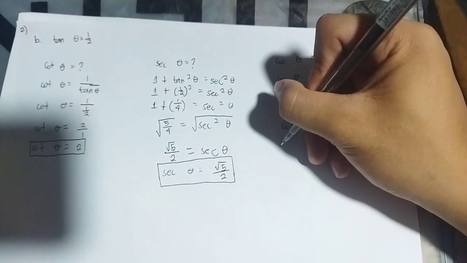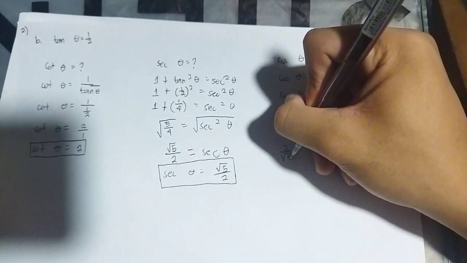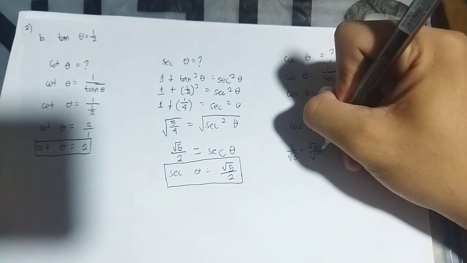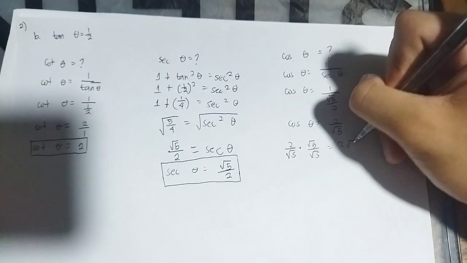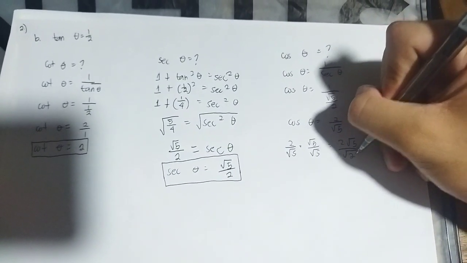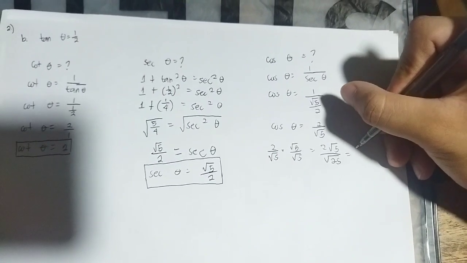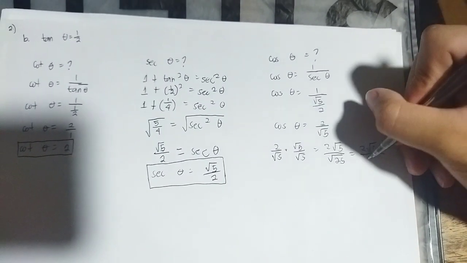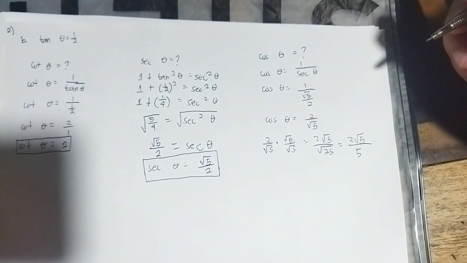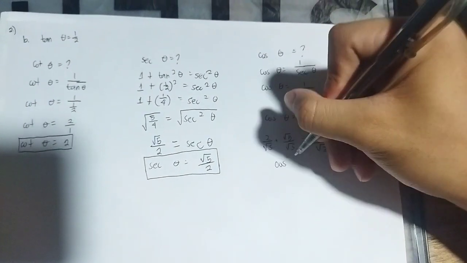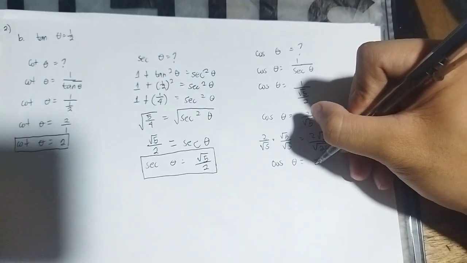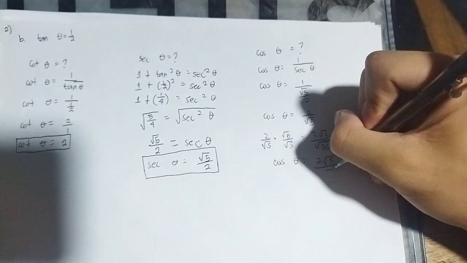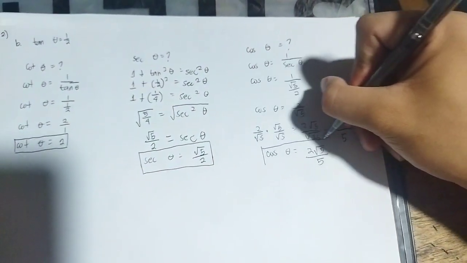Then rationalize, so we have 2 over square root of 5 multiplied by square root of 5 over square root of 5. So we have 2 square root of 5 over square root of 25. So copy the 2 and square root of 5. Then square root of 25 is equal to 5. So therefore, our cosine is equal to 2 square root of 5 over 5. Next is the cosecant.